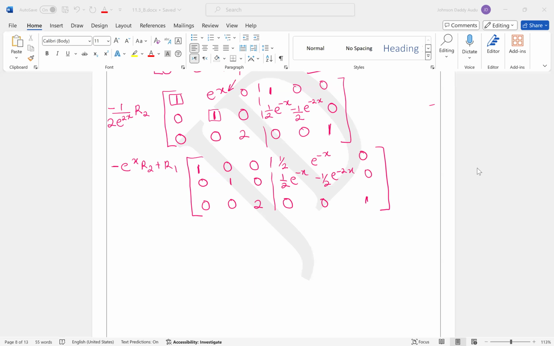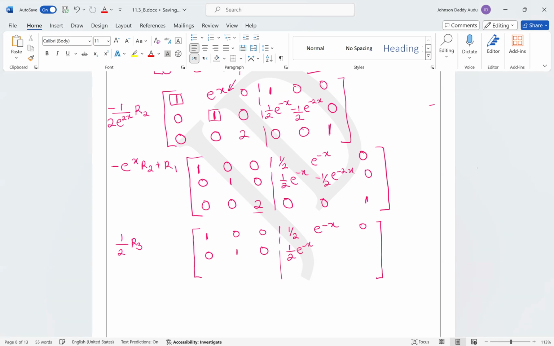All right, so now we can divide this by half. So we have 1 over 2 R3. So this is 1, 0, 0, half e minus x, 0. And this is still 0, 1, 0, e minus x minus half e minus 2x, 0, 0, 0, 1, 0, 0, half.